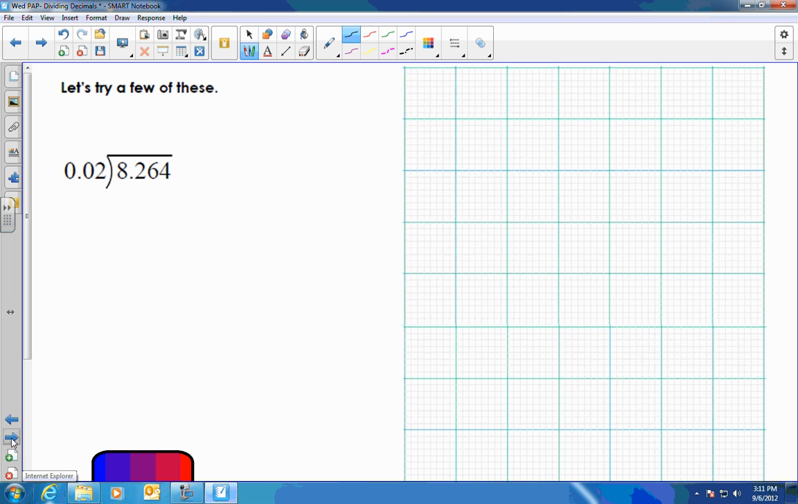So let's work an example. It's a little easier sometimes to see that way. So hopefully you notice that over here, we've got 2 decimal places to get rid of to make that a whole number.